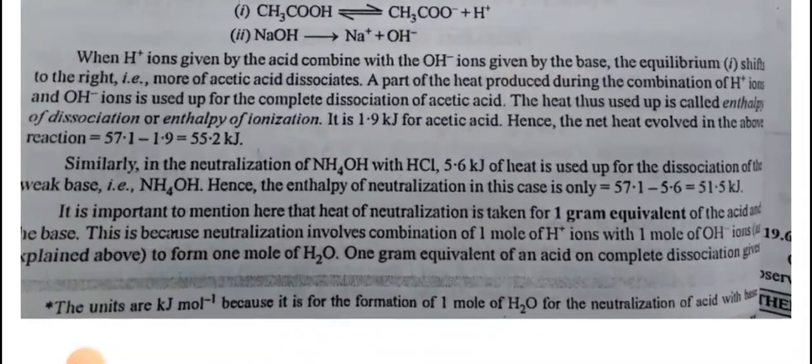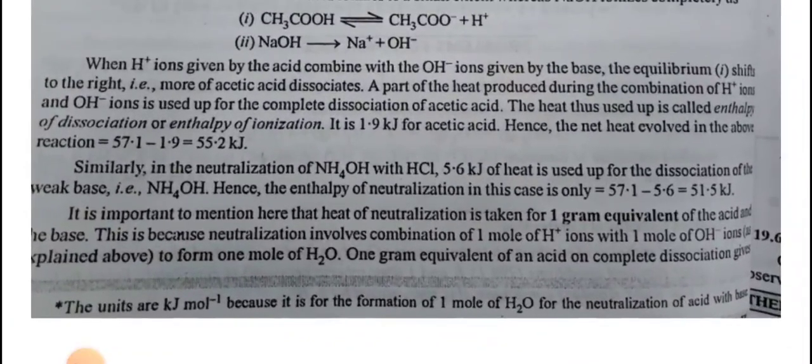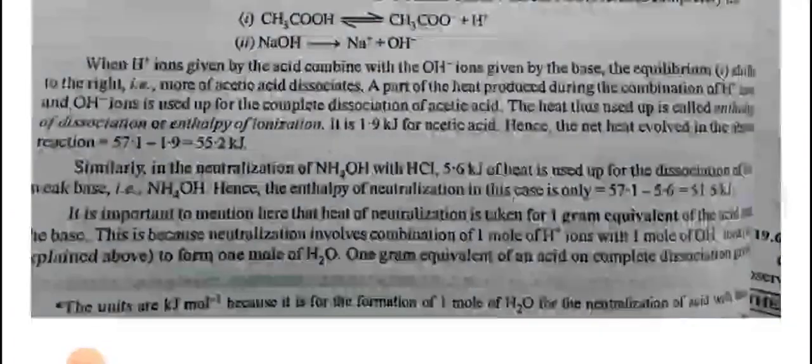Similarly, in the neutralization of NH4OH with HCl, 5.6 kJ of heat is used up for the dissociation of the weak base, that is NH4OH. Hence, the enthalpy of neutralization in this case is only 57.1 minus 5.6, which is equal to 51.5 kJ. It is important to mention here that heat of neutralization is taken for 1 gram equivalent of the acid and base. This is because the neutralization involves combination of 1 mole of H+ ions with 1 mole of OH- ions to form 1 mole of H2O.